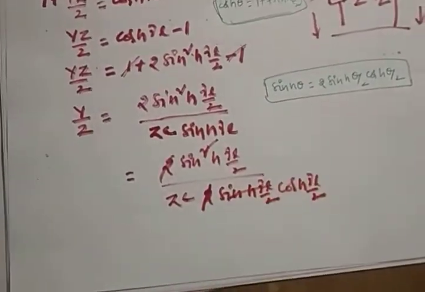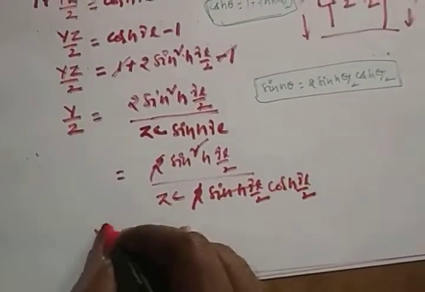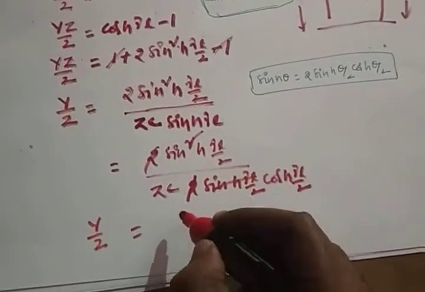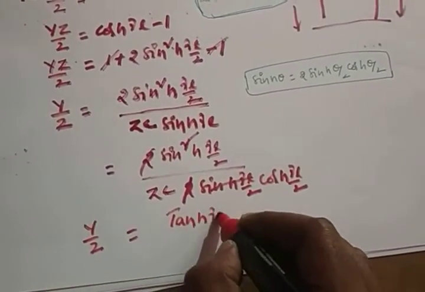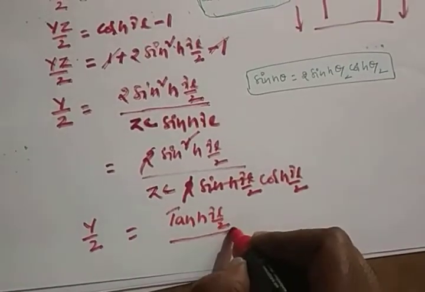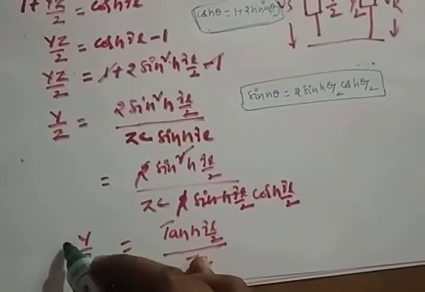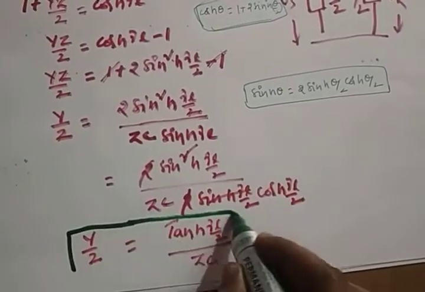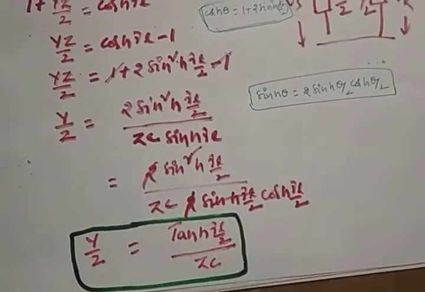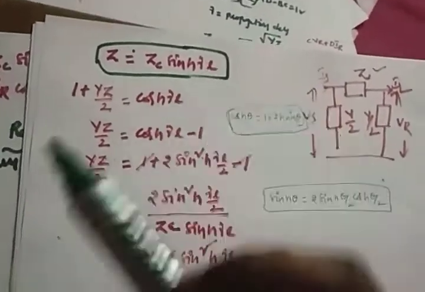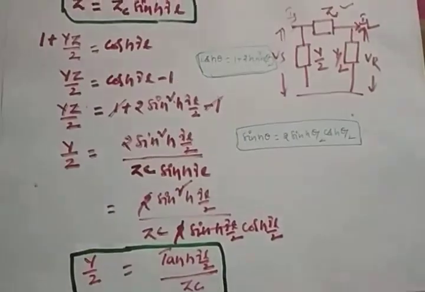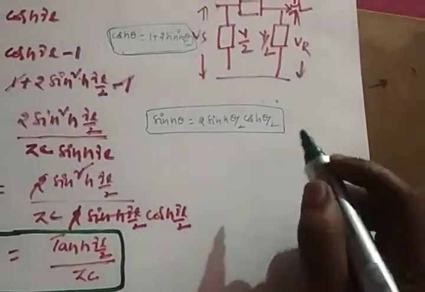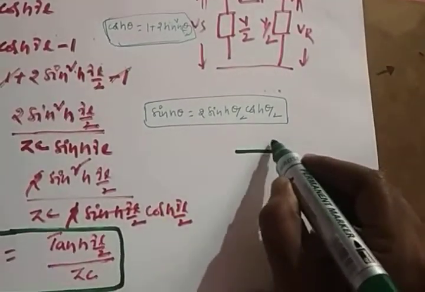The square term gets cancelled. So the formula is: Y by 2 is equal to tanh(γL by 2) by ZC. This is the equation for Y by 2. You know the value of Z, you know the value of Y by 2. Substitute, and you will get the nominal pi representation of a long transmission line.